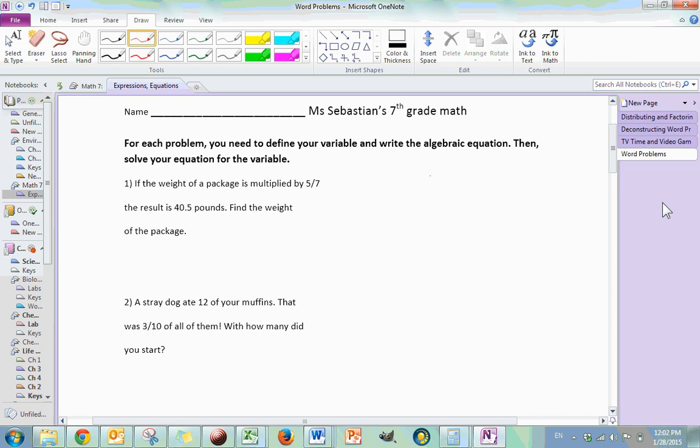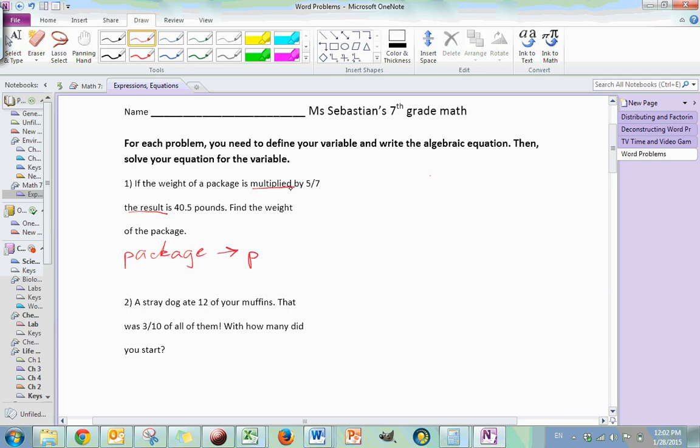If the weight of a package is multiplied by 5/7 and the result is 40.5 pounds, find the weight of the package. Well, that's our unknown, so I'm going to make the weight of the package P, the variable. And the indicator words I see in this problem are, well, that one's obvious, multiplied by 5/7, and the result is 40.5 pounds.